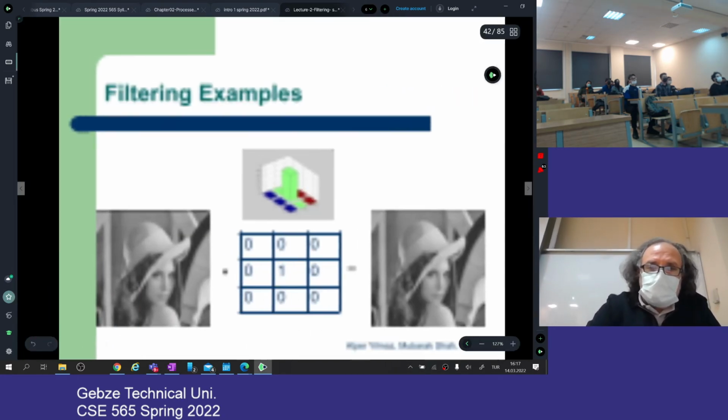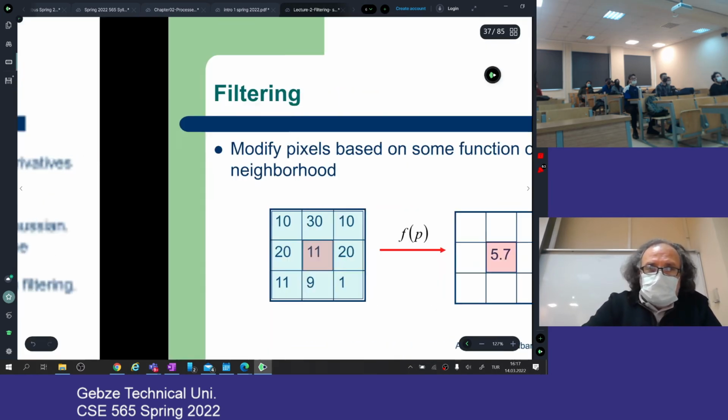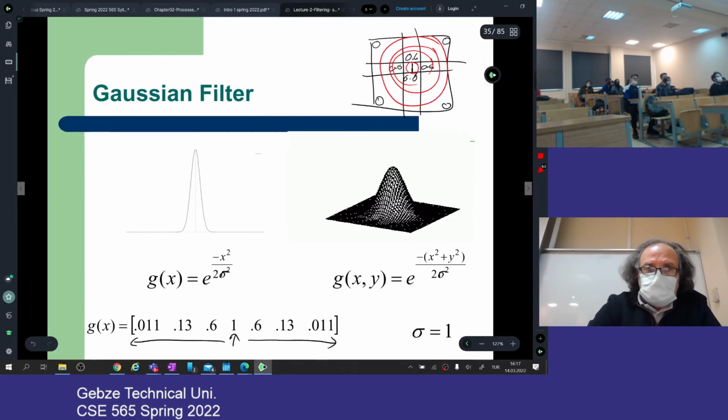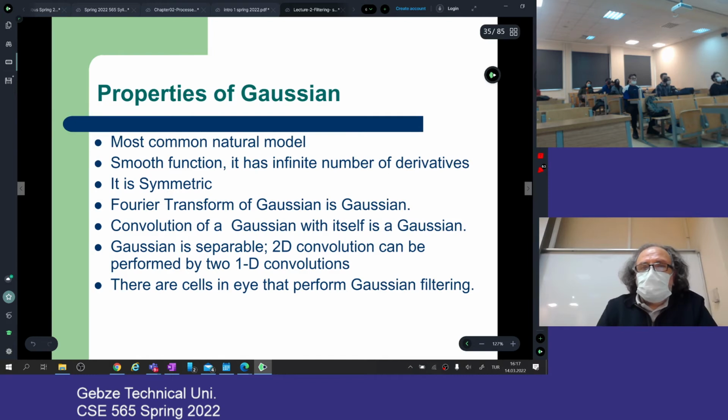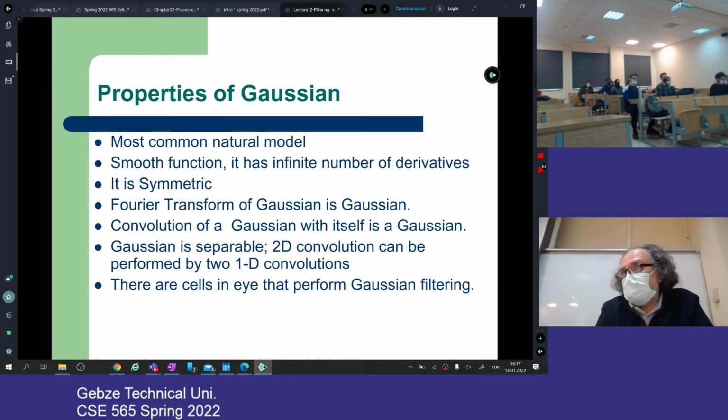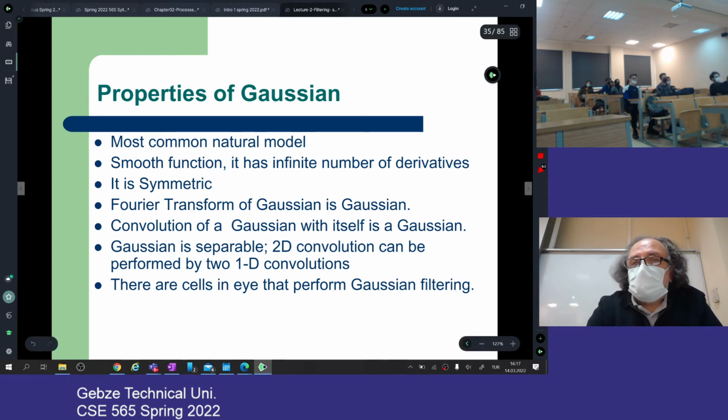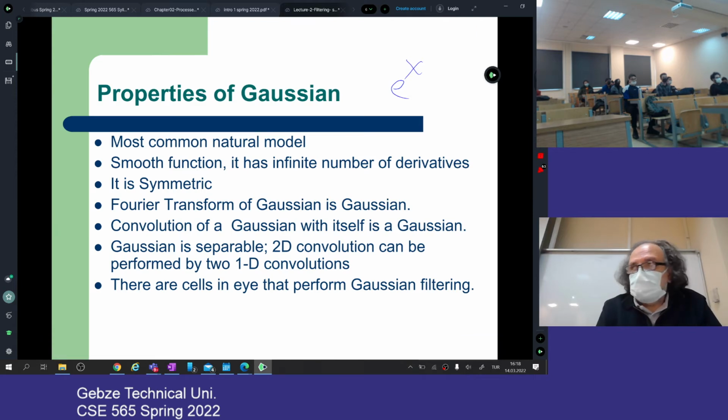Let me go back to that slide that I skipped before. Okay. Properties of Gaussian: it is the most common nature model. It is a smooth function, it has an infinite number of derivatives because it is e to the power of something, right? If you take the derivative of it, this will never go away. You keep taking the derivative of it. That's good. It is symmetric around the center.